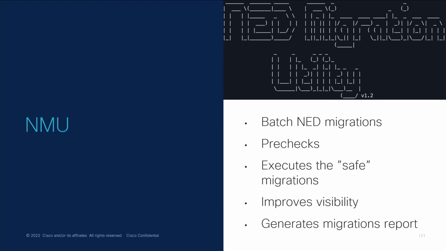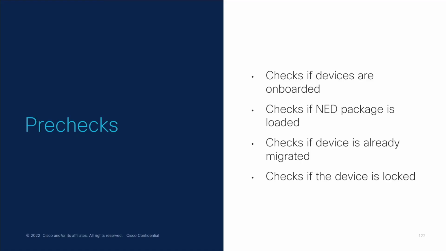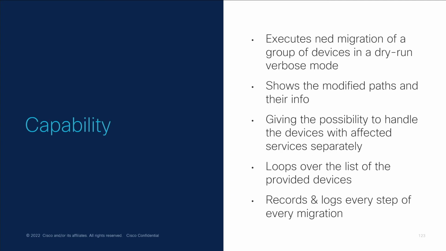So I can execute in NED batch fashion. I have some pre-checks, and it executes the safe migration if I want. It improves visibility and generates reports, so you can record the information. There are some logs. It checks if the devices are onboarded, because you can give a list, and if a device is not onboarded, it gives an error. It checks if the NED package is well loaded and its status is up, checks if the device is already migrated, otherwise it would give an error, and checks if the device is locked, which would give an error too. You can go on, it's working.